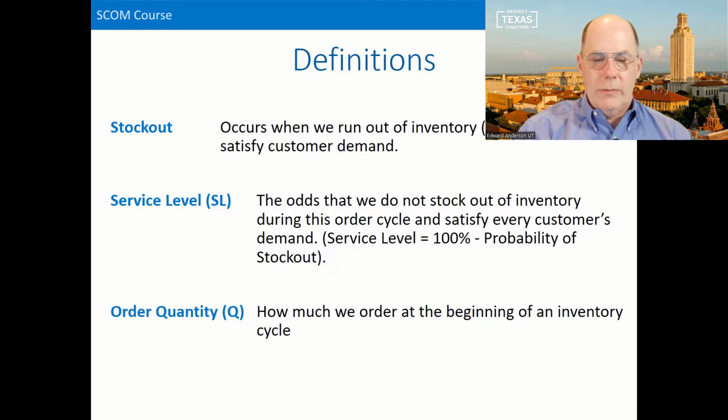Lastly, there's the order quantity, and that is how much we order in a given cycle, the number of products we want. It is usually abbreviated Q. And so later on, when I talk about Q and the order quantity, realize it's the amount that we order during this cycle.